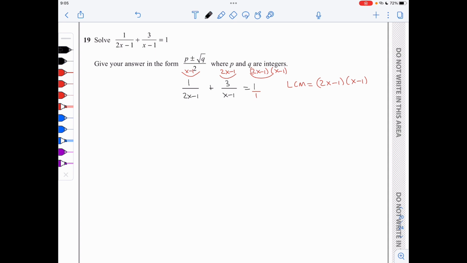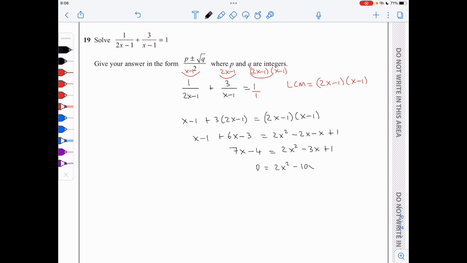So this leads to x minus 1 plus 3 times 2x minus 1 is equal to 2x minus 1 times x minus 1. We will expand, getting x minus 1 plus 6x minus 3 is 2x squared minus 2x minus x plus 1, which leads to 7x minus 4 is 2x squared minus 3x plus 1. I will be collecting everything on the right hand side, so 0 is 2x squared minus 10x plus 5, and I will be using the quadratic formula with a is 2, b is negative 10, and c is 5.